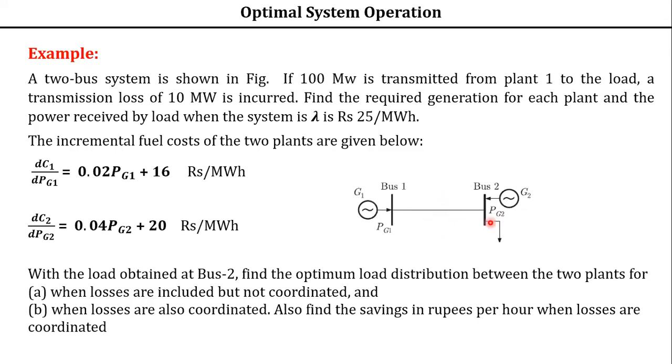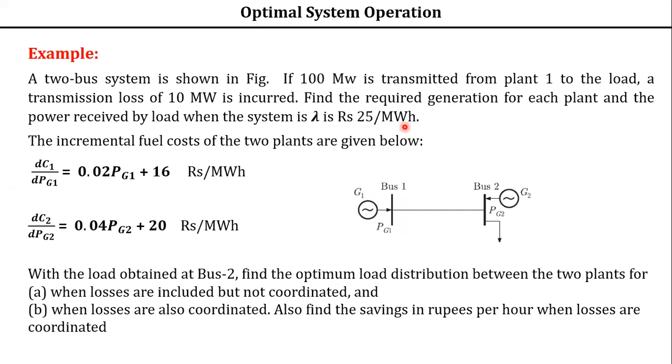Now this load is there, understood? Whether this load is satisfied from only one generator or from both generators. If it is from both, how is the load divided among these two generators G1 and G2? Whenever G2 is supplying, no losses. Whenever G1 is supplying some power, losses of 10 megawatt will be there if it is transferring 100 megawatt. So how will the required generation be shared by each plant, and the power received by the load, when the system lambda is rupees 25 per megawatt hour.